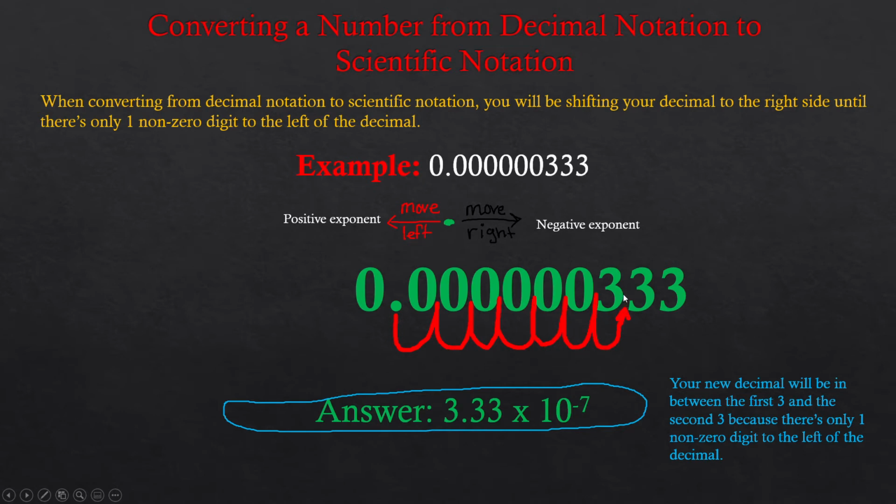And I know I can stop here because if I put a decimal here, to the left side of the decimal there's only one non-zero digit, which happens to be the digit 3. So for my answer, I'm going to have 3.33 times 10 to the negative 7 power. Remember what it told us in this rule: if we move our decimal to the right, we're going to have a negative exponent. So that's where we're getting the negative sign from. And then the 7 comes from moving our decimal 7 times to the right side.